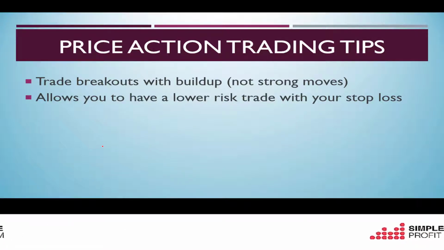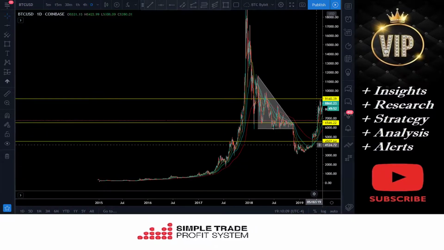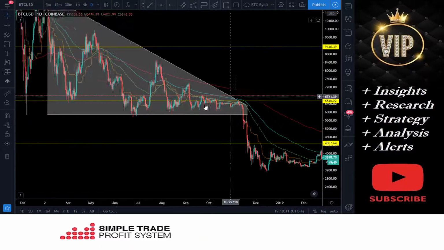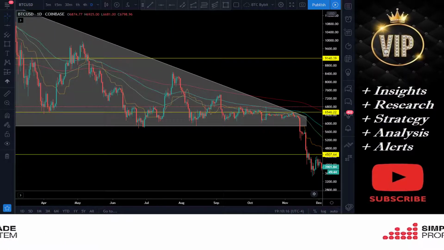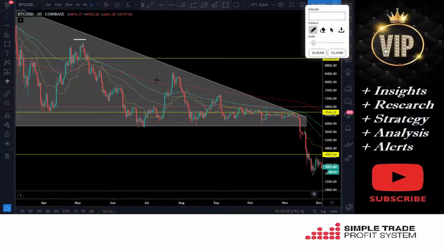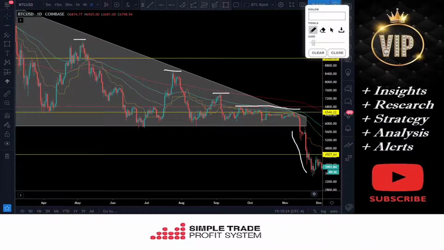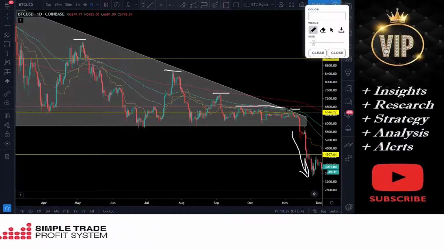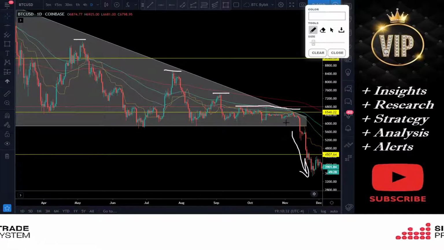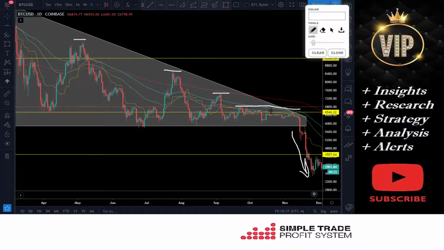So let me show you an example of this. Let's go to the daily. So look at price, sellers coming in and selling at lower prices here, and then all along here before eventually breaking out to the downside. So you're wanting to trade this breakout. Okay, you see this pattern forming, you want to trade this breakout. This is what you want to see. We're seeing it slowly build up.